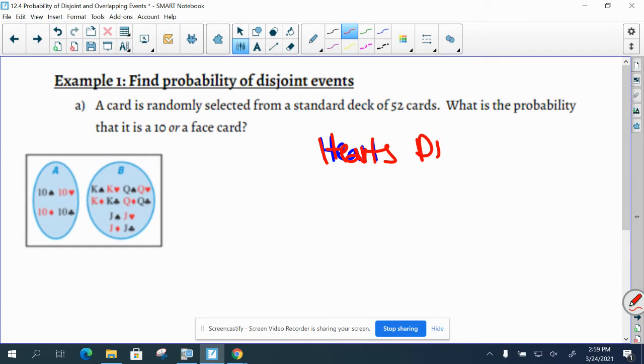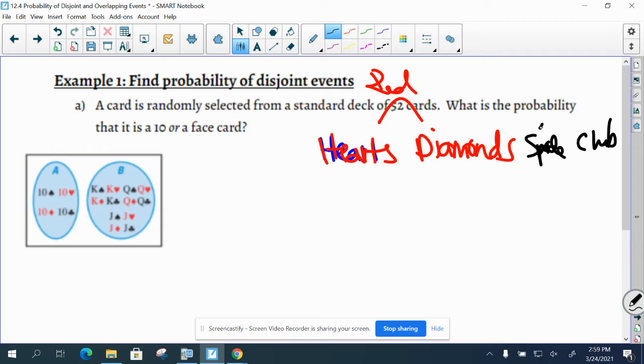You've got hearts and diamonds. All of hearts and all of diamonds are both red. And then you have the spade suit and the club suit, and those are both black. They have little symbols that you can look up if you're not familiar.